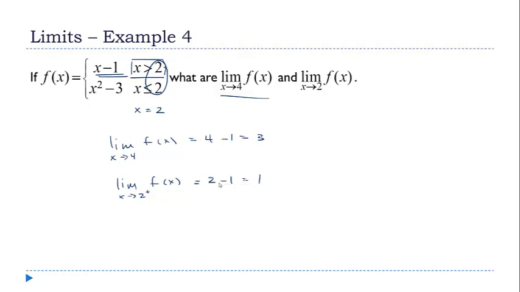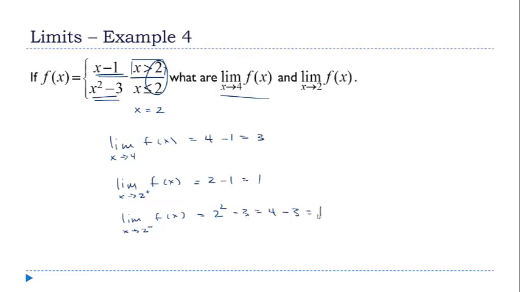Okay, now we need to come at it from the other side. The limit of f of x as x approaches 2 from the left. Well, on the left-hand side, we're talking about numbers that are less than 2. And to the left of 2, this is the formula that we use. So the limit here is going to be 2 squared minus 3. That's 4 minus 3, which is 1.